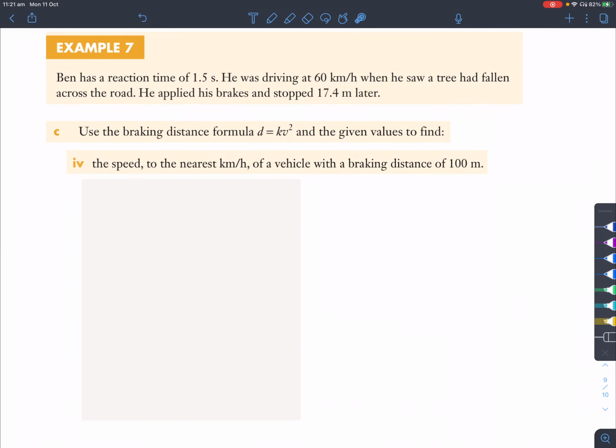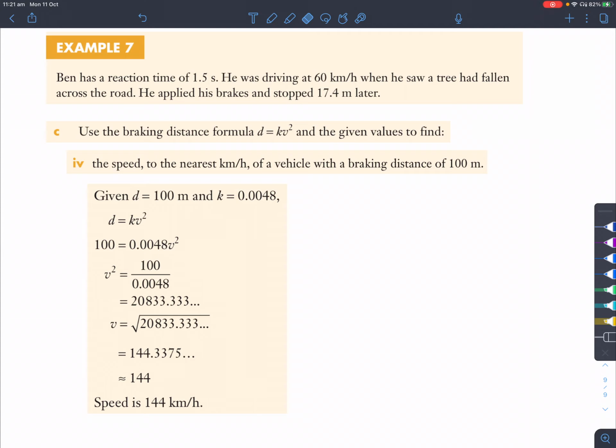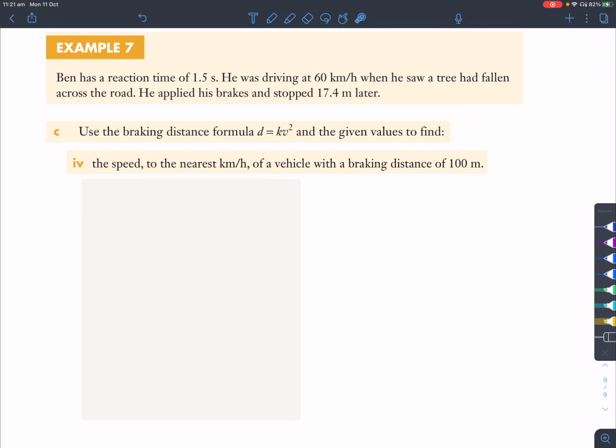So for part 4, you've got to find out the speed to the nearest kilometer per hour of a vehicle with a braking distance of 100 meters. Okay, so over here, let me just show you one by one. The distance here that they've traveled is 100 meters. The k value that we got from before is 0.0048.